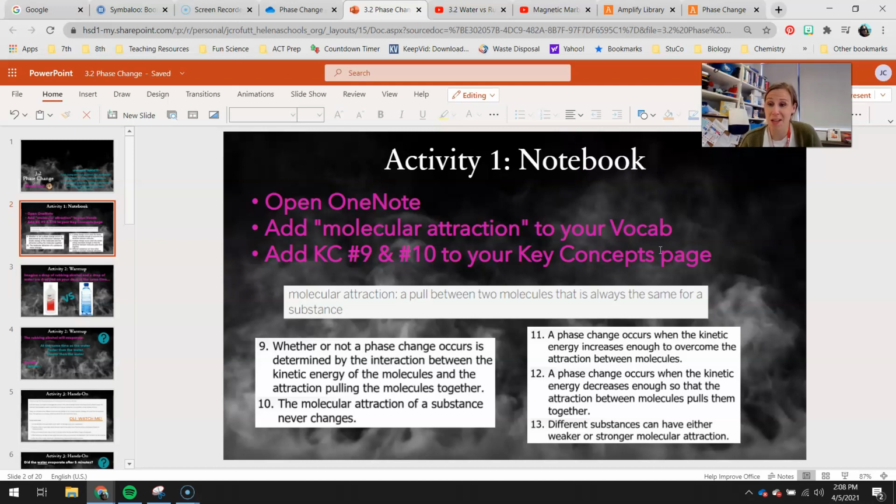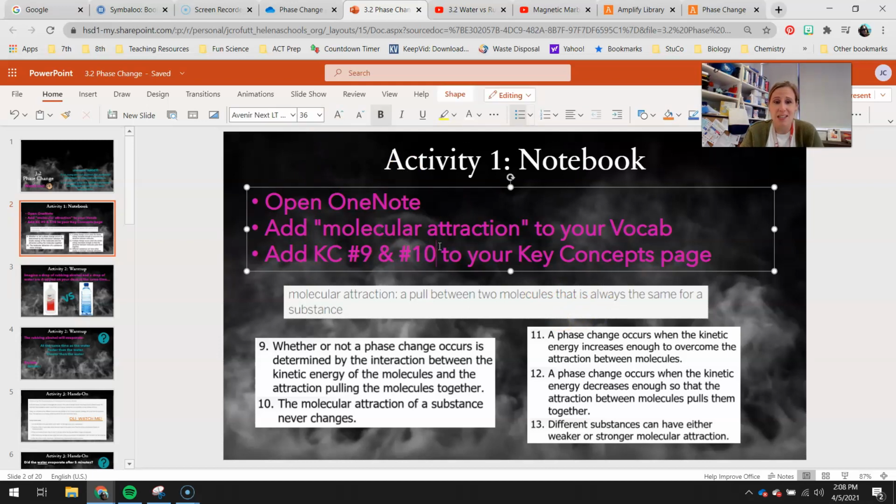Water skippers are another example. If you see the little insects that float along the top of the surface of water, their feet don't actually dip into the water. They're able to stay and walk on top of the water. If you were to put a water skipper on some other liquid that isn't water, it wouldn't be able to stay on top like it does on water. So that all has to do with this concept of molecular attraction, which is really what we're focusing on today. Okay, and then you are going to add key concepts 9, 10, 11, 12, and 13.